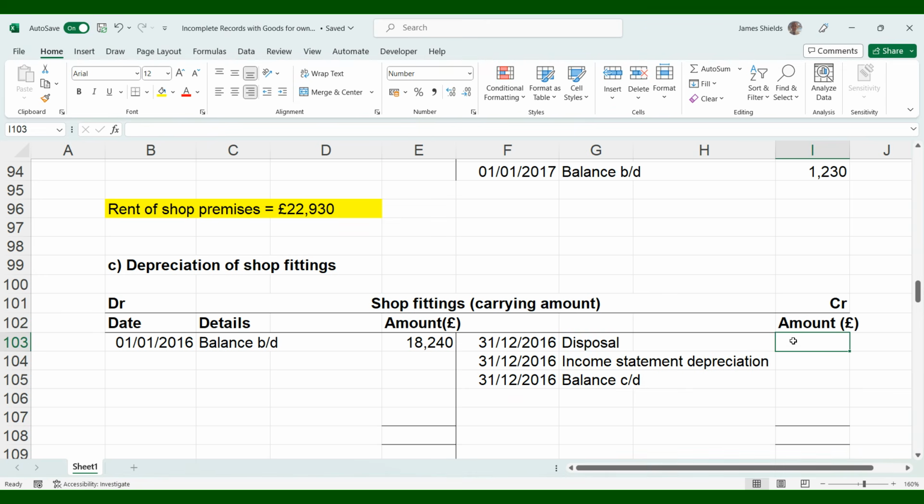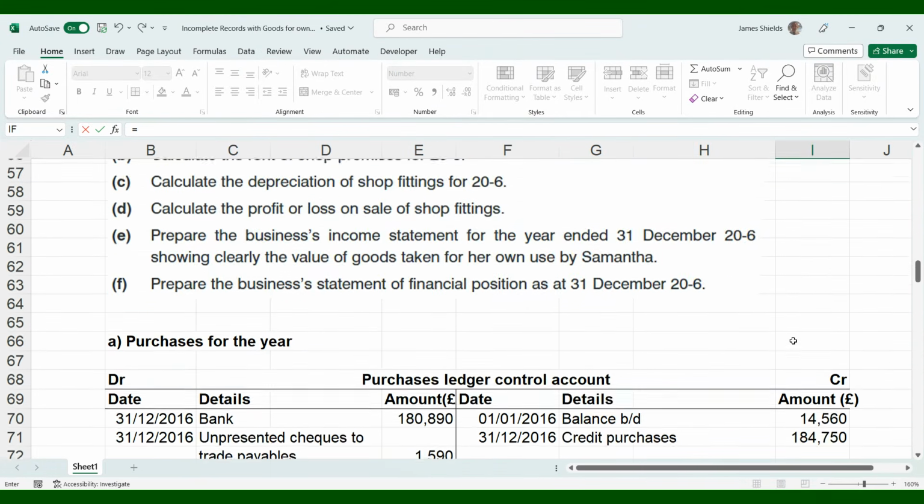Now, we were told in the information that some shop fittings were sold with a carrying amount. So we're going to exclude that now. It's going to the credit side. And the amount was, I'll go back to the information.